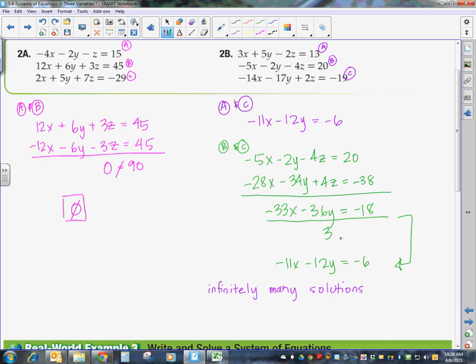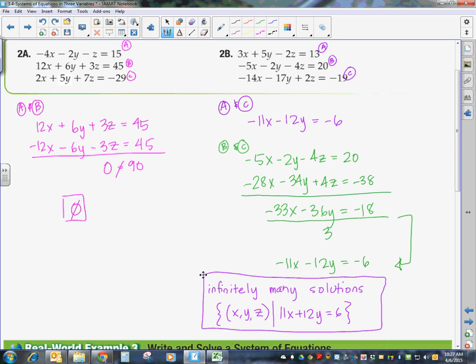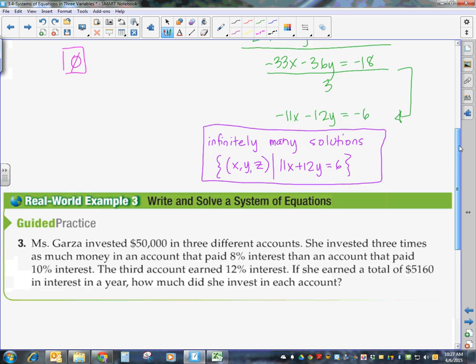So what I'd really like for you to do is when you come up with the same line like that, the solutions are any ordered triple x, y, z such that, and then write the equation of that line, and you can simplify it. I don't want to put the negative, so I'm going to put 11x plus 12y equals 6. So any ordered pair x and y that satisfies that equation with any number for z will be the answer. As I said, your book's just going to say infinitely many solutions. I would really like for y'all to write that just because it's good for you to understand that concept.